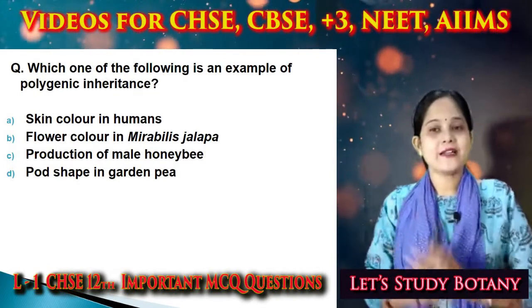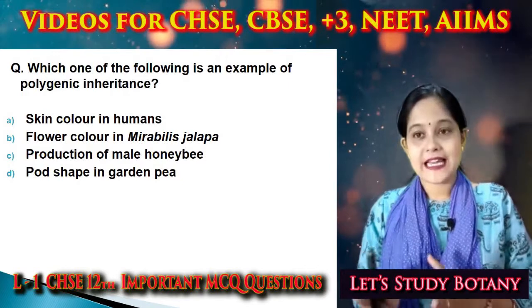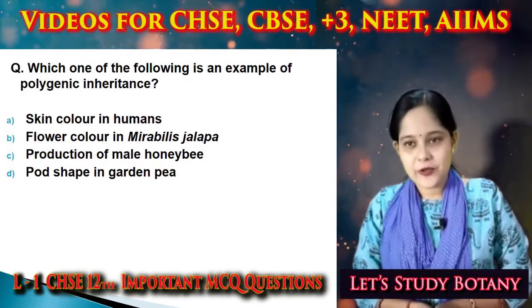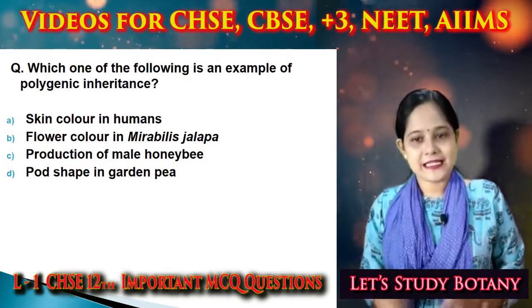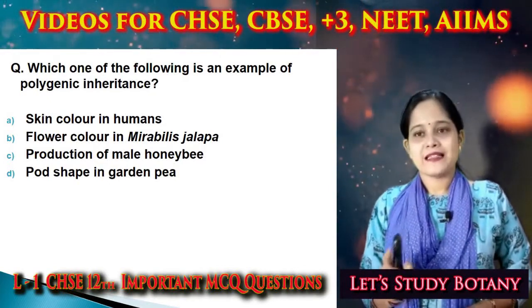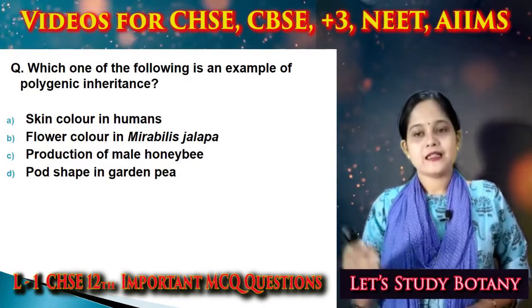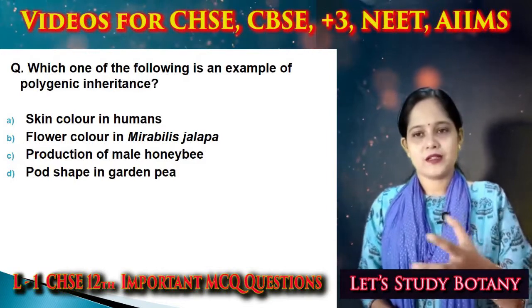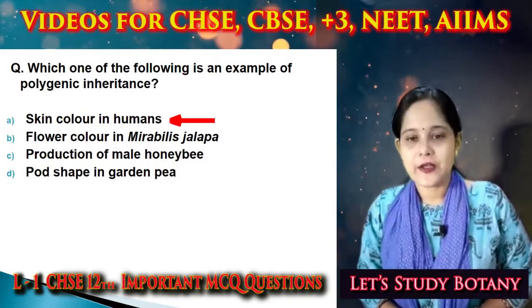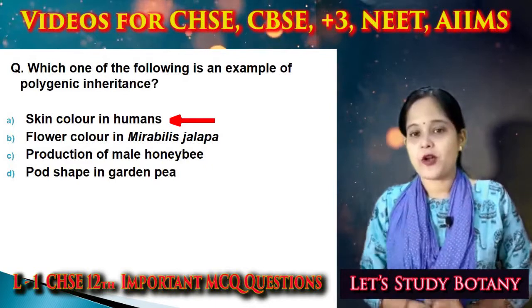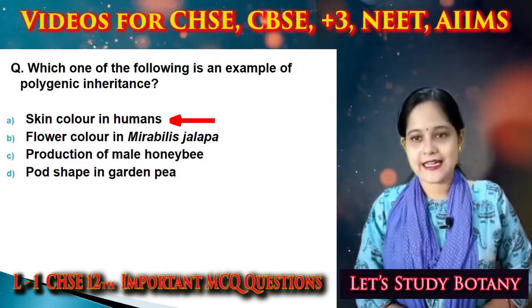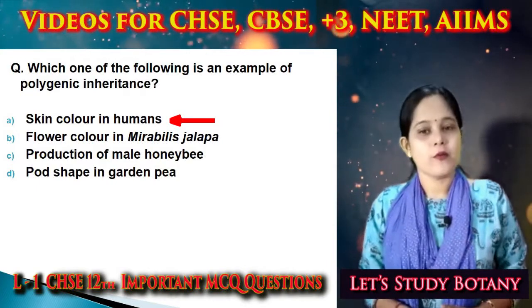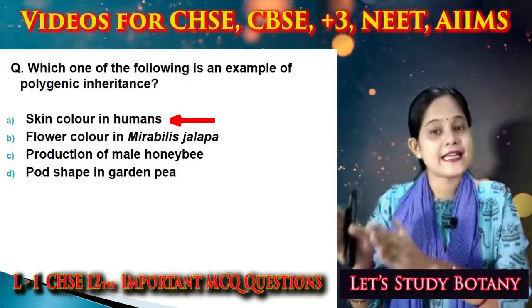So here the next question: which one of the following is an example of polygenic inheritance? The options are skin color in human, flower color in Mirabilis jalapa, that is the 4 o'clock plant, then production of male honeybee, and the fourth option, pod shape in garden pea. So the correct answer is skin color in humans. So we have to know about polygenic inheritance. What is polygenic inheritance? When one character is controlled by 2 or more genes, that is called polygenic inheritance.